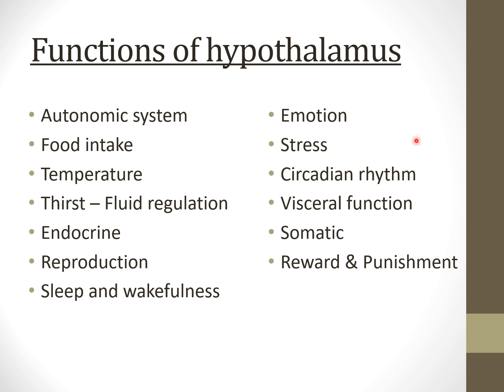If you see the functions again, there is the autonomic system. Then it controls food intake, temperature, thirst and fluid regulation, endocrine function, reproduction, sleep and wakefulness, emotion, stress, circadian rhythm, visceral functions, somatic functions, reward and punishment. We are going to discuss each and every function in detail.